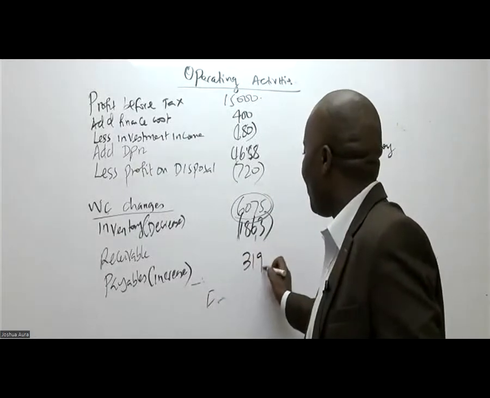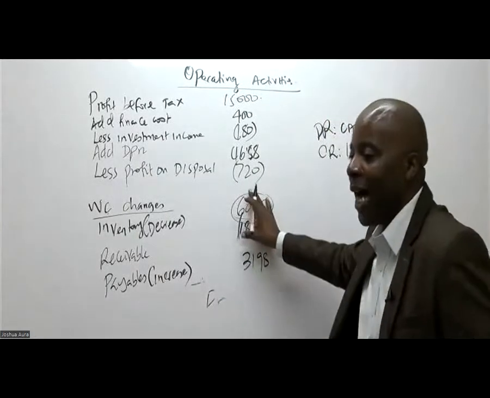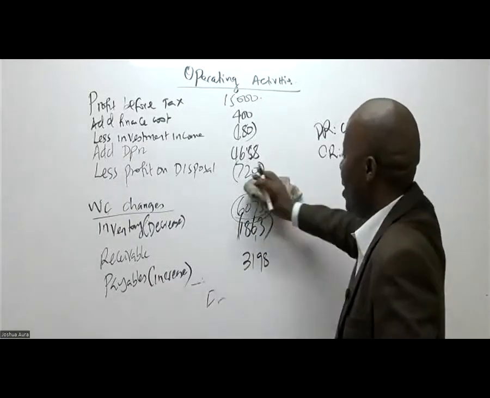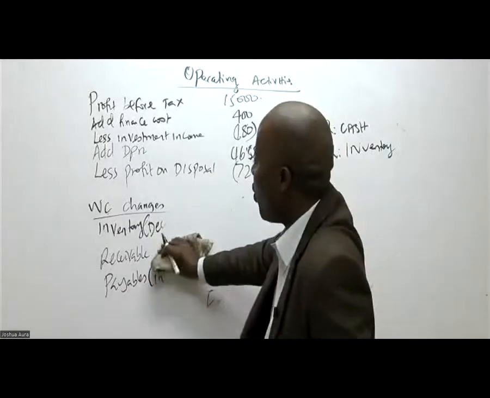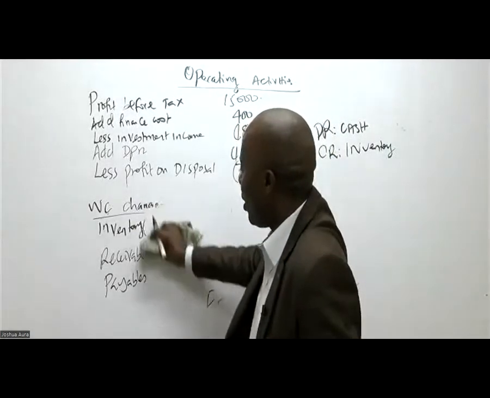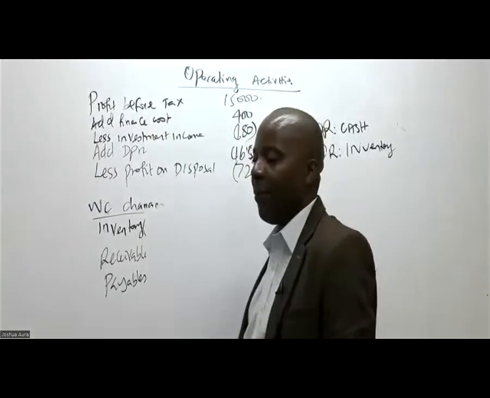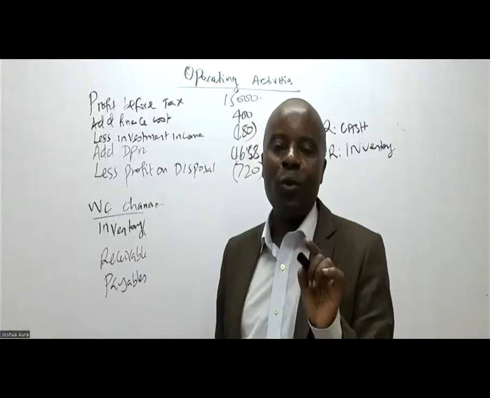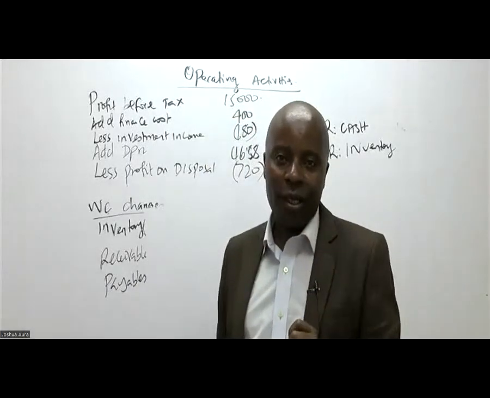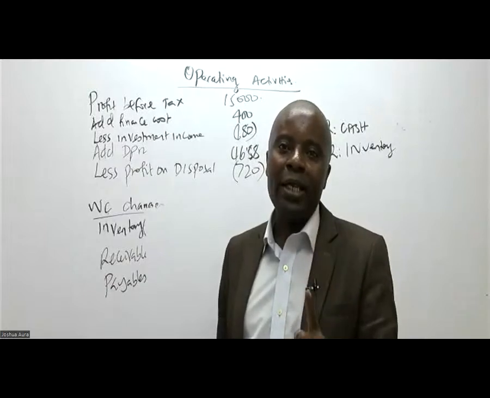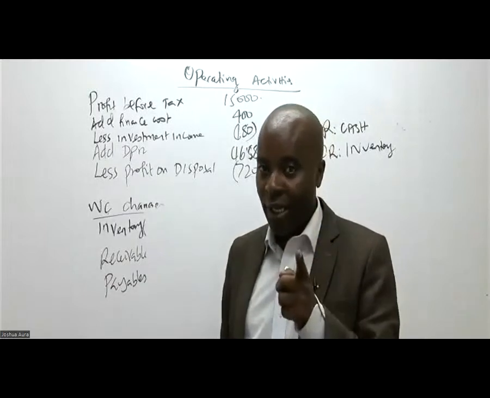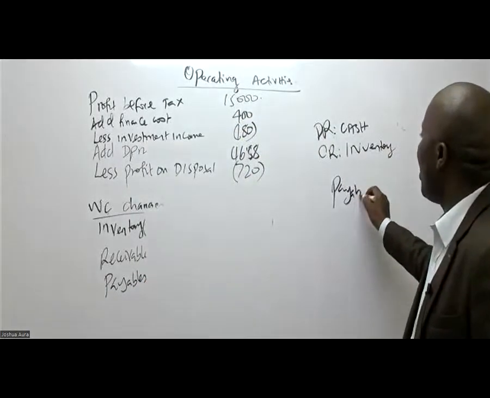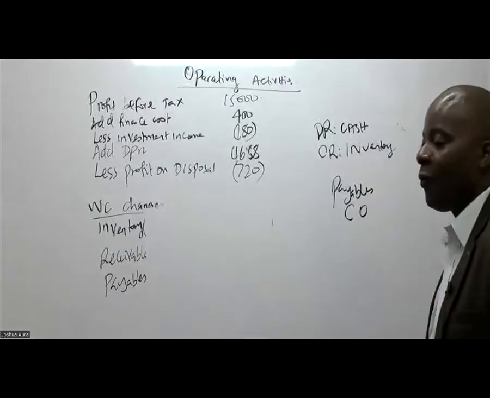31.98. Now, ladies and gentlemen, whatever I've been giving you here is nonsense. Let me rub this. Normally, whenever we talk of working capital changes, I'm always supposed to remember that payables is the commanding officer. If you're not able to pay these guys, there's a problem. So for payables, we normally remember that payables is the commanding officer.